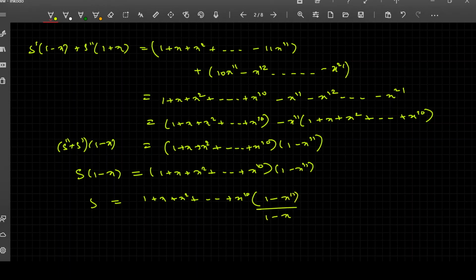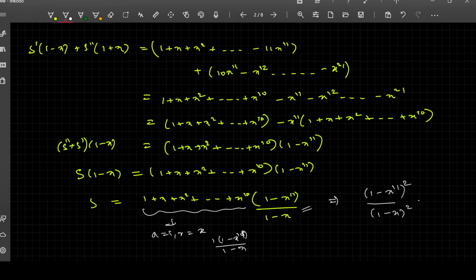So you can actually proceed in two different ways here. This is actually 1 plus x square plus so on plus x^10. It's a GP. We can clearly see it is a GP with a equal to 1, r equal to x. So this sum is 1 into, taking this into reference, we can write this as (1 minus x^11) divided by (1 minus x). So this actually simplifies to (1 minus x^11) whole square divided by (1 minus x) whole square, which is equal to 0, right?